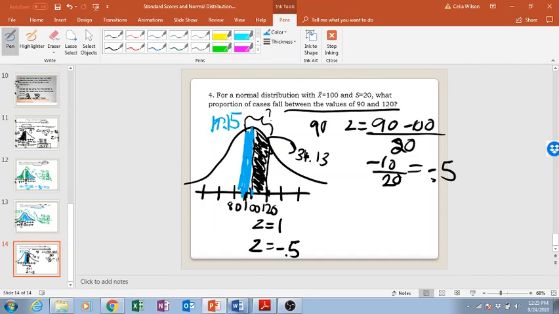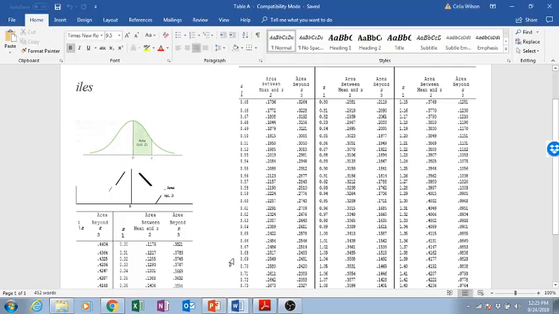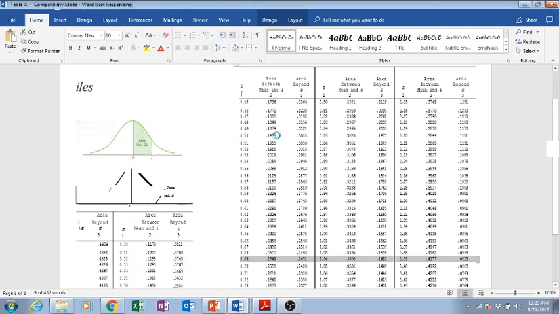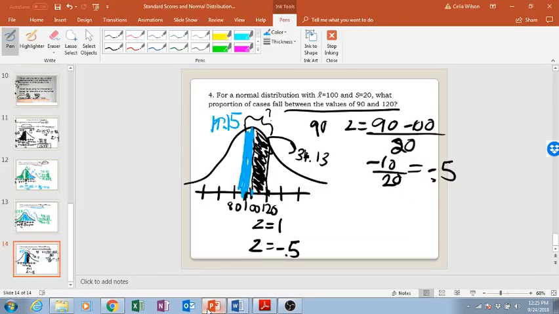I'm going to pull up my table again, just in case. If I look up 0.5, here we go, right here. If I scroll across, it's 19, remember your decimal's in a different place, 19.15. All right? So that's where that came from.